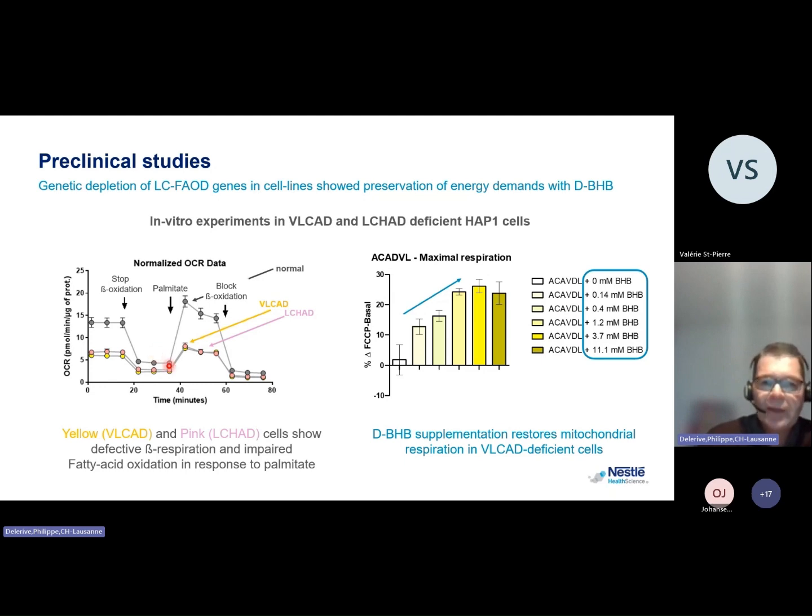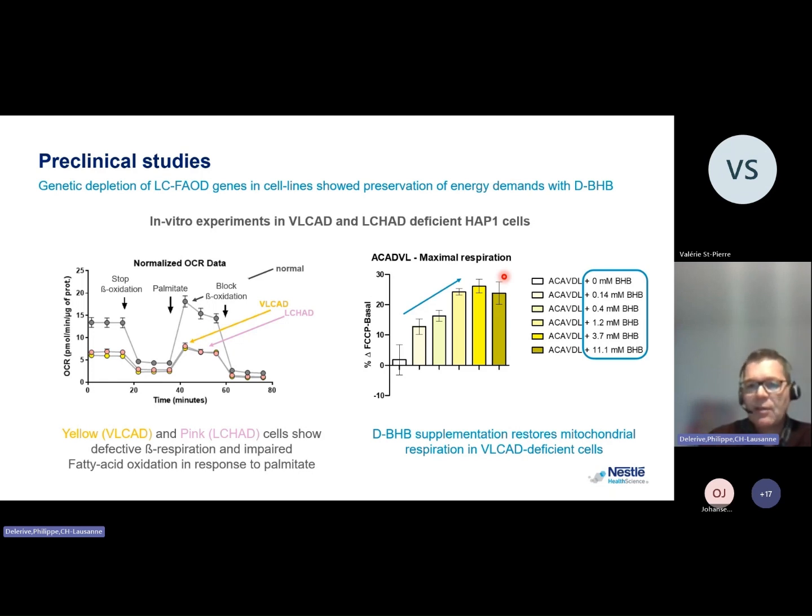And if you bring D-BHB into the equation, on the right-hand side, these are concentration-response experiments, you see that increasing concentrations of D-BHB, delivered as a salt here in vitro, are able to some extent to rescue maximal respiration in the VLCAD cell line here.